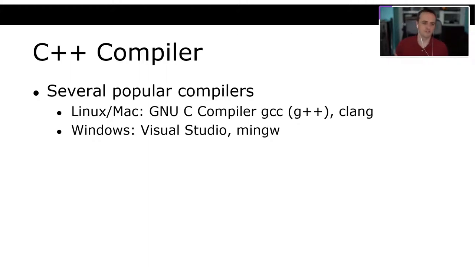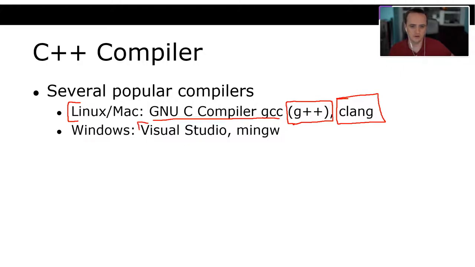So there are several C++ compilers. For example, if you're on Linux or a Mac, there's the GNU C compiler, or GCC. The command that you would run to compile C++ is g++. There's also Clang, okay? Those are the two that I'm familiar with. In Windows, there's Visual Studio and there's MinGW. Again, for this course, please just use Visual Studio. I will not be offering any support whatsoever if you are using MinGW.